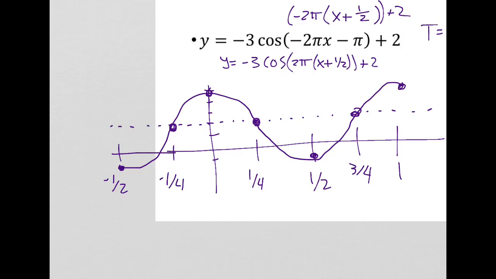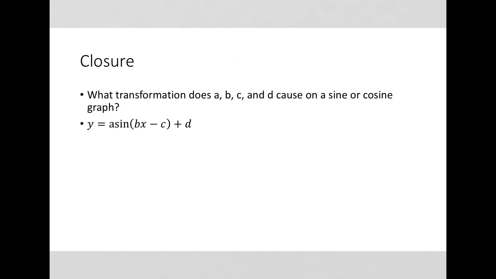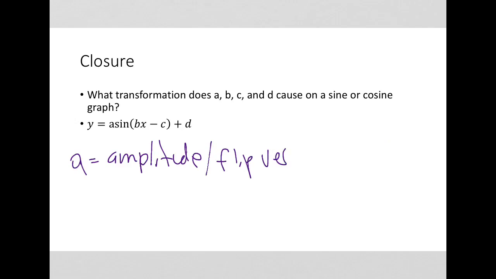Okay, well, that's my function. We're done. So, a little closure for once. What do the transformations do? And what do they do to the sine or cosine graph? Well, the A affects your amplitude, meaning how stretchy is your graph up and down, and it also can flip it vertically if it's negative.